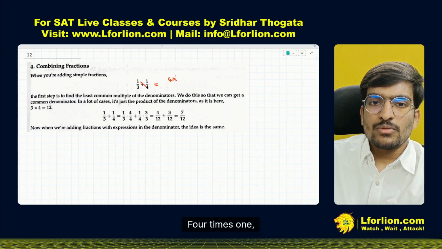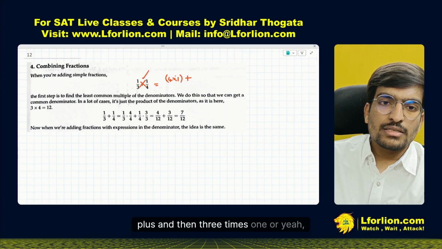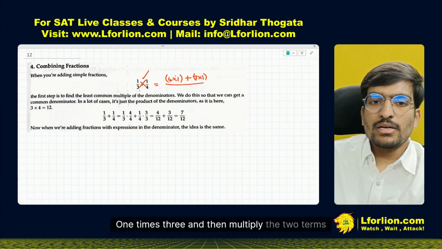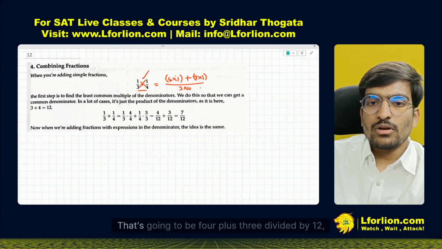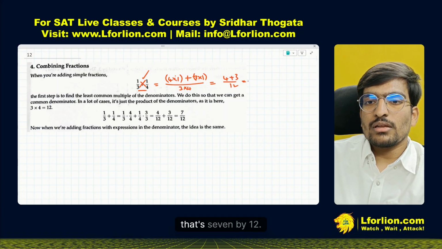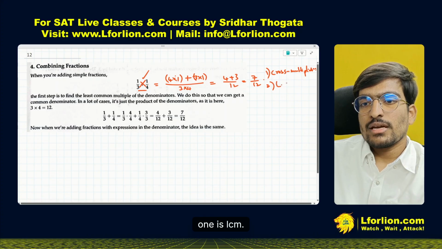4 times 1, whatever the sign is there, here plus, and then 3 times 1, or 1 times 3, and then multiply the two denominators, 3 into 4. That's going to be 4 plus 3 divided by 12. That's 7 by 12. This is one way, cross multiplication, and the other one is LCM.